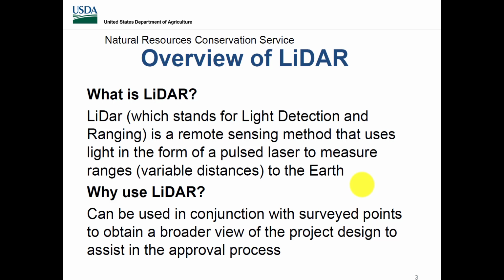A little overview of LiDAR. What is LiDAR? LiDAR, which stands for Light Detection and Ranging, is a remote sensing method that uses light in the form of a pulsed laser to measure ranges, variable distances to the Earth. So why use LiDAR? It can be used in conjunction with surveyed points to obtain a broader view of the project design to assist in the approval process.